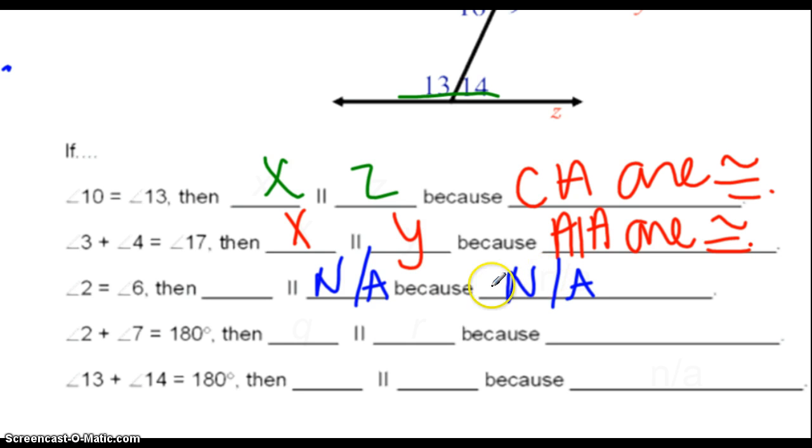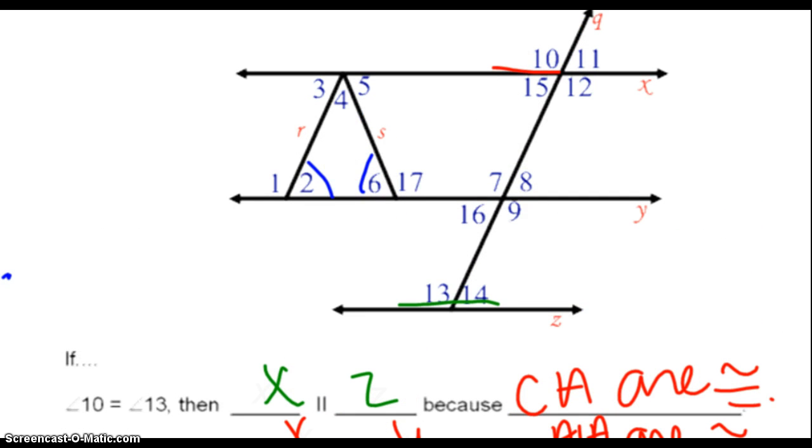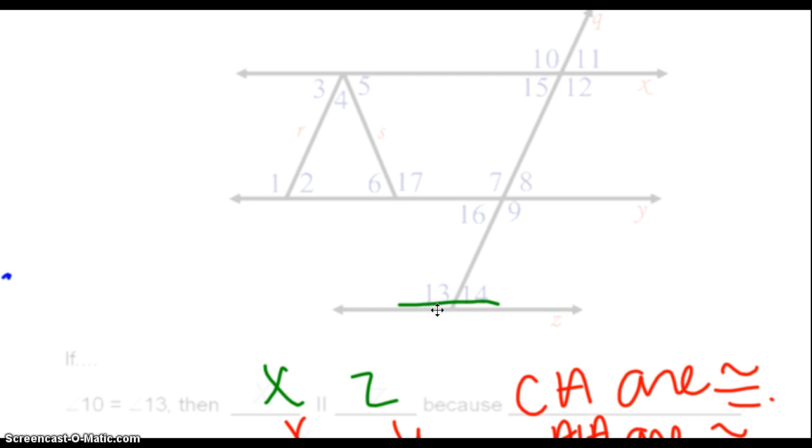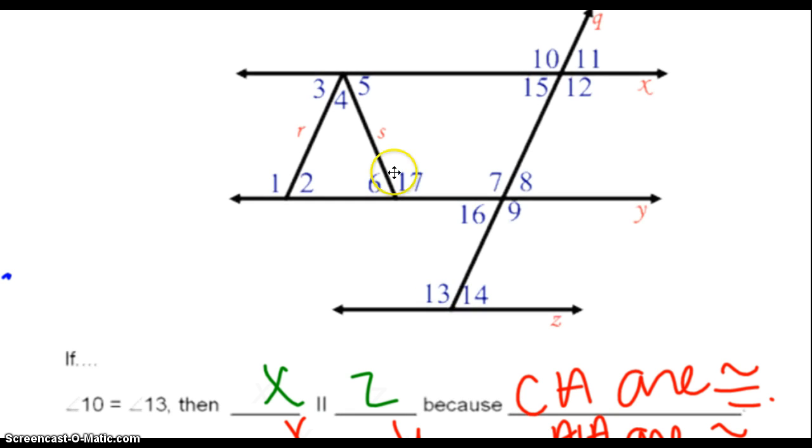Okay? Let's look at the next one, which is that 2 plus 7 equals 180. Since I'm looking for 2 and 7 being supplementary, I'm hoping that they are same side interior. So if I look for 2 and 7, 2 is right here, 7 is right here. Well, they are same side interior. They're on transversal Y, and Q and R are the lines.